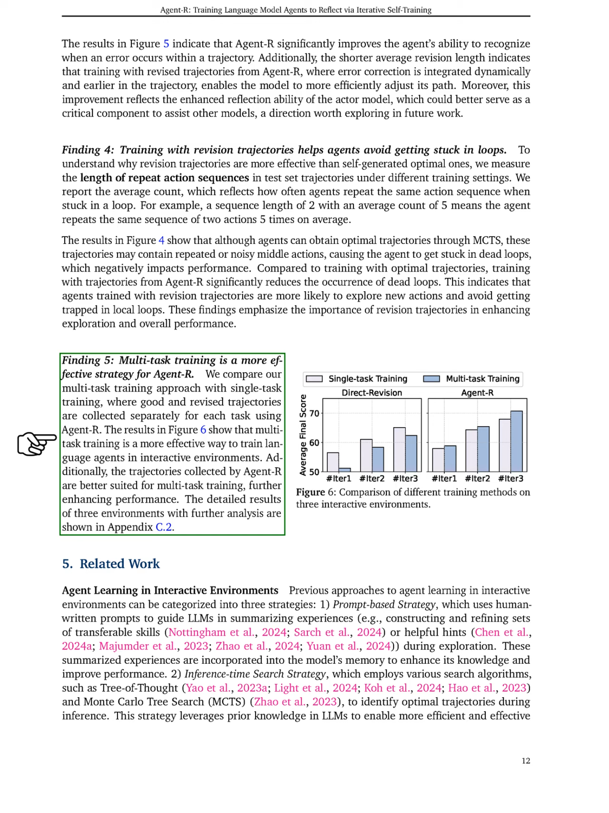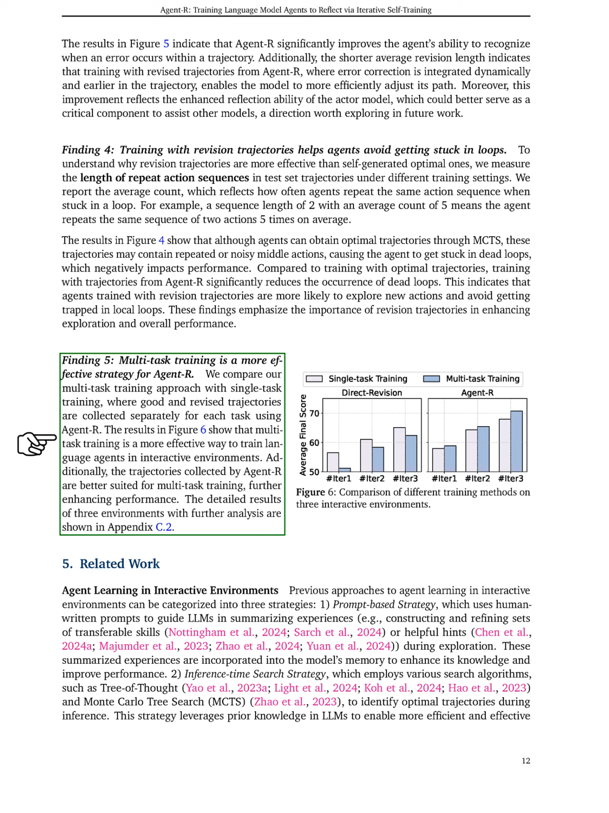We also discuss agent learning in interactive environments, which can be categorized into 3 strategies. 1. The prompt-based strategy, which uses human-written prompts to guide language models in summarizing experiences and enhancing their knowledge. 2. The inference time search strategy, which employs search algorithms like tree of thought and MCTS to find optimal trajectories during inference, utilizing prior knowledge for efficiency. 3. The training-based strategy, which uses supervised fine-tuning or direct preference optimization to train language models, with data collected from expert models or generated through exploration.